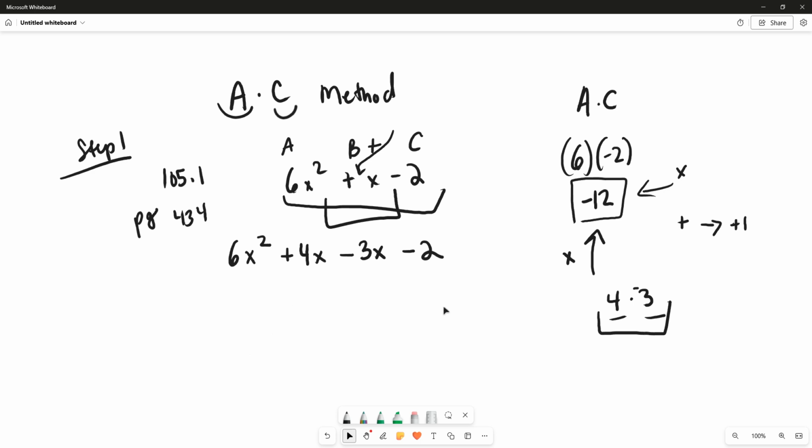Now we're going to move on to our next step, which is factoring by grouping. So step one is just multiplying to find those two factors that equal the middle term. So 4 minus 3 equals 1. We haven't changed the value of this expression. We're just showing it in a different way. So step 2 is factoring by grouping.